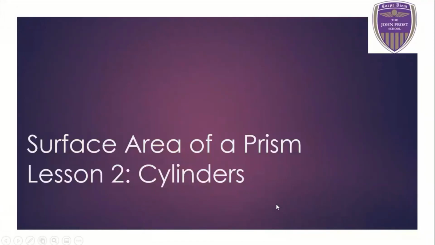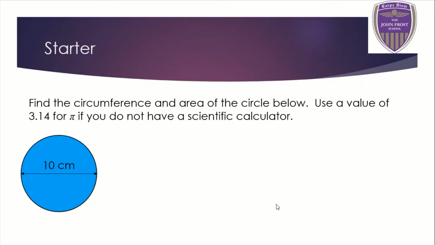All right, so welcome back to this surface area of a prism section. Lesson 2 now. On this, we're going to look at cylinders. So a quick starter. I want you to find the circumference and area of the circle below. Either use 3.14 for pi. If you haven't got a scientific calculator, use 3.14 for pi. If you have got a scientific calculator, then use the pi button on your scientific calculator. So pause the video and have a go.